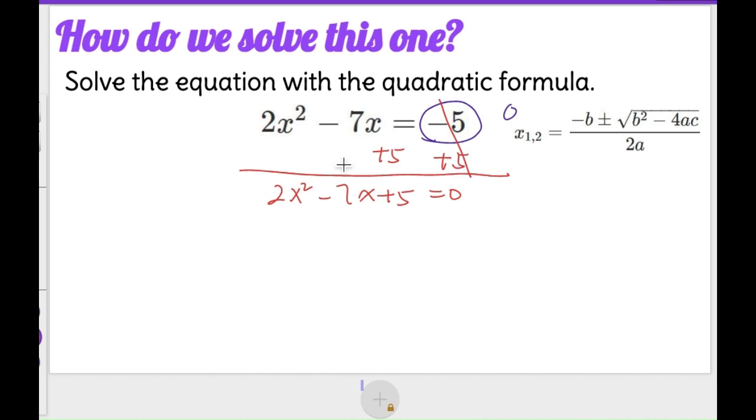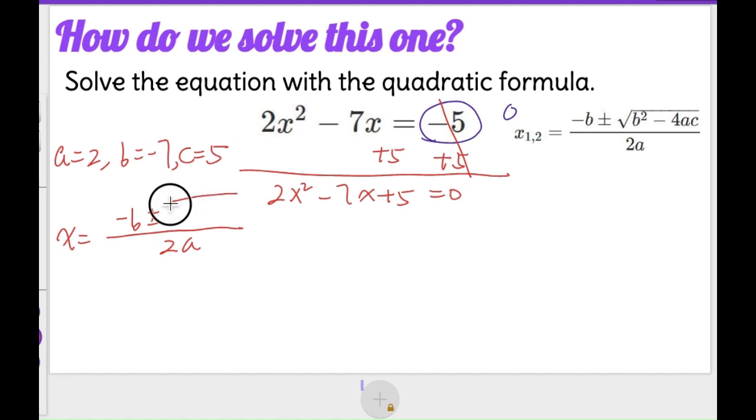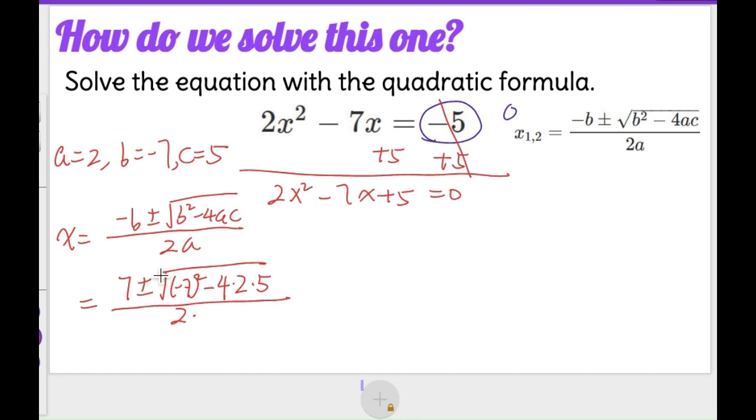Now do not just read c as -5 as before. You need to make sure you have 0 first, and then change it. So A is 2, B is -7, C is 5. See? It's actually quite different, right? Now we do like we do all the time. We just plug the values into the formula. Every single time you rewrite the formula, you will memorize it better. So this is opposite B, and B is -7, so it becomes 7 plus or minus the square root of -7 squared minus 4 times 2 times 5, divided by 2a, which is 2 times 2.